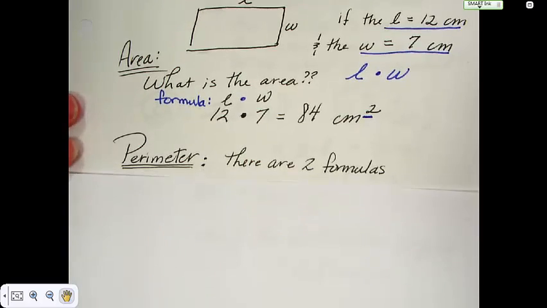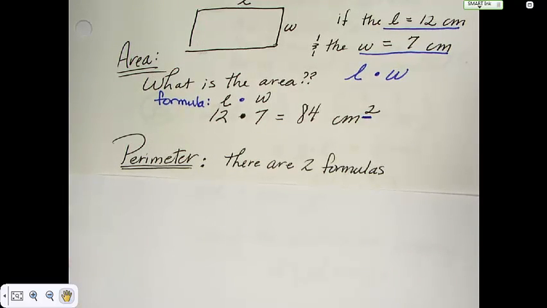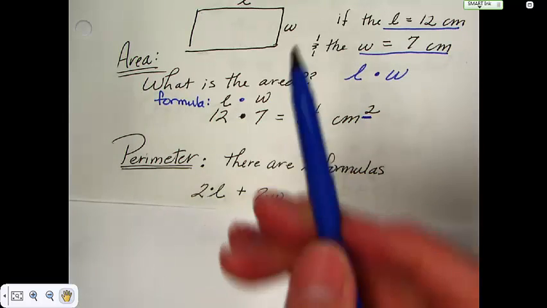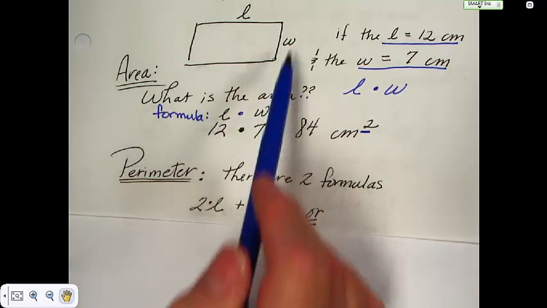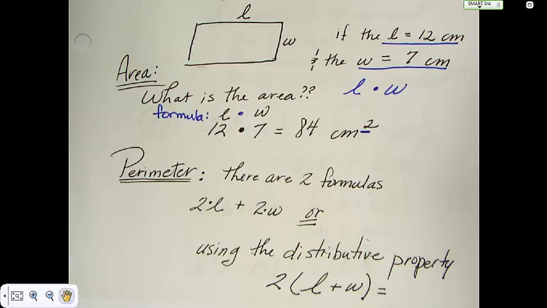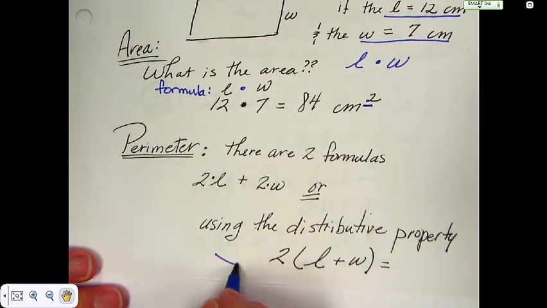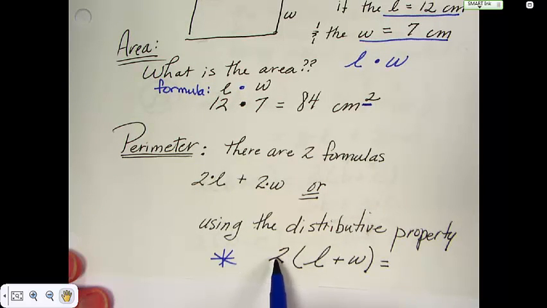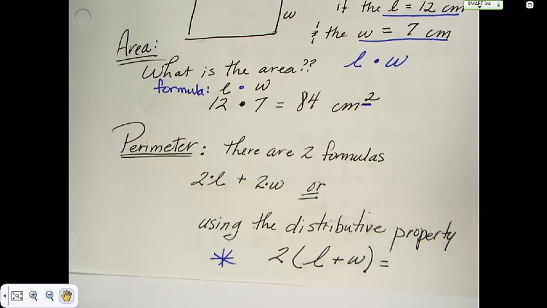The other thing that we use a formula quite often for in geometry is perimeter. Now, there are two ways that we can find perimeter using a formula. You can say 2 times the length plus 2 times the width, because remember perimeter here is distance around, so length plus width plus length plus width. Or by using the distributive property down here, we can say 2 times the length plus the width.